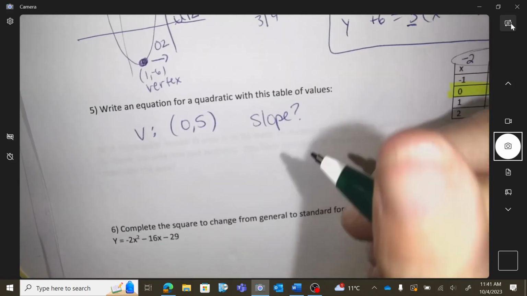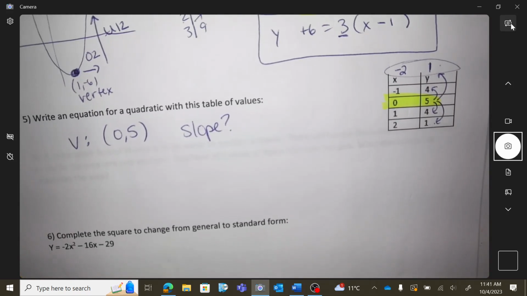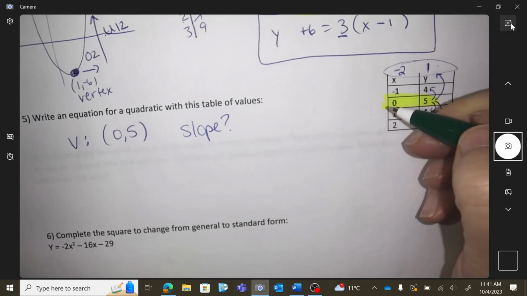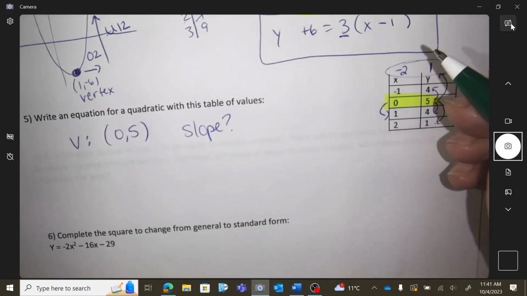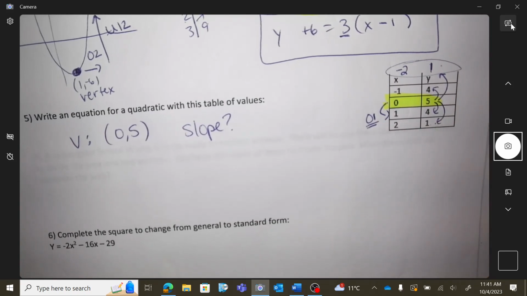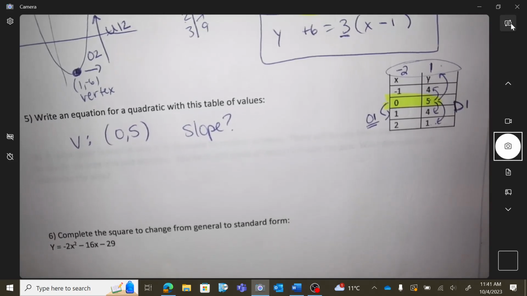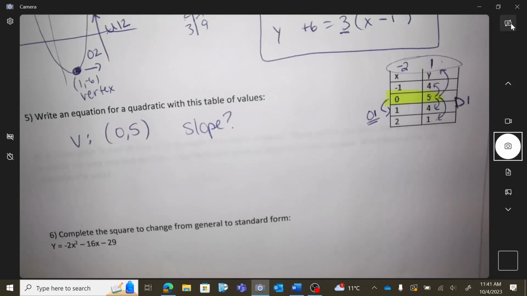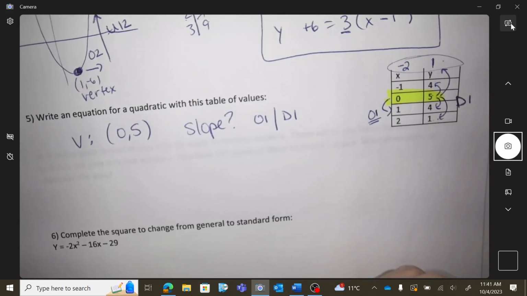And you better figure out what the slope would be next. That's the next thing. Okay, so let's talk about this move right here. I went over 1, and then from 5 to 4 means I went down 1. I went over 1 and then I went down 1. Can you figure out your slope from just that? Over 1, down 1 means your slope is -1.